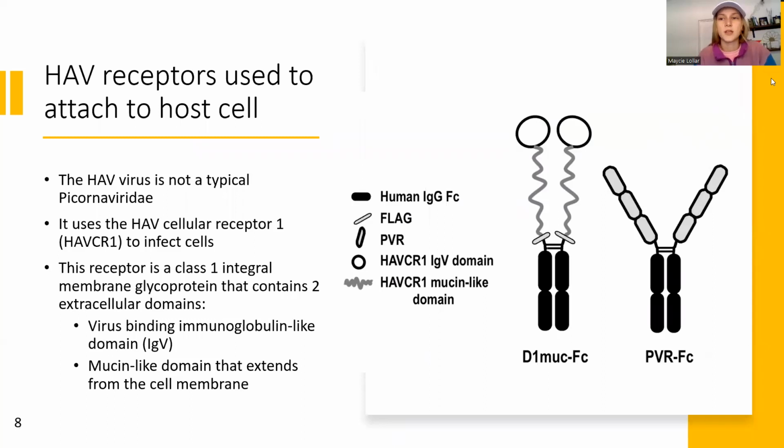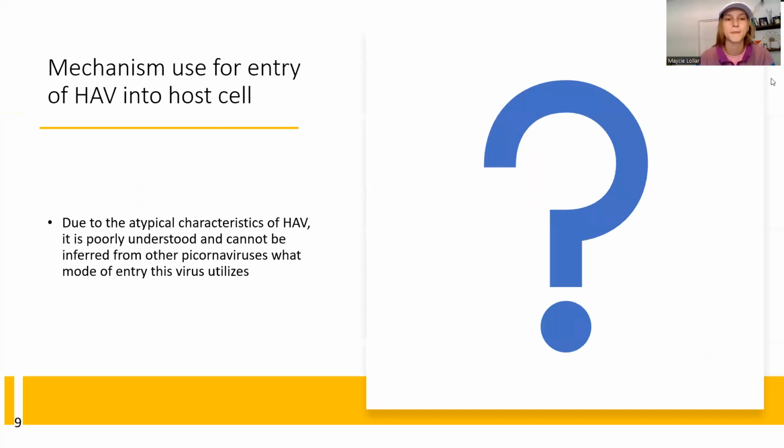For the receptors of hepatitis A, they're not typical for picornaviruses. HAV uses HAV cellular receptor 1 to infect the cells, and this receptor is a class 1 integral membrane glycoprotein that has 2 extracellular domains, one being the virus-binding immunoglobulin-like domain, the IgV, and the second being the mucin-like domain that extends from the cell membrane.